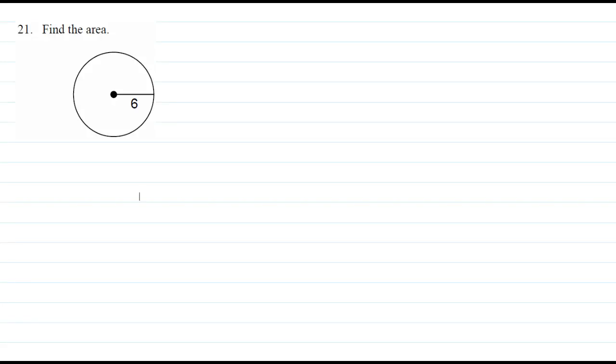For 21, we're going to find the area of the circle. So the formula to find the area of a circle is just pi r squared. For this one, we're going to leave our answer in terms of pi. And what that means is that we don't have to change the pi to 3.14. We just leave it as a symbol.